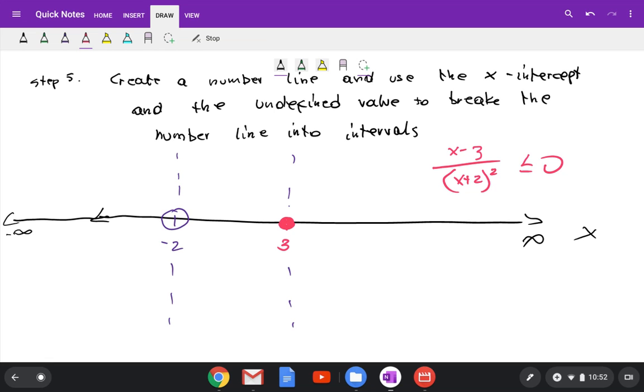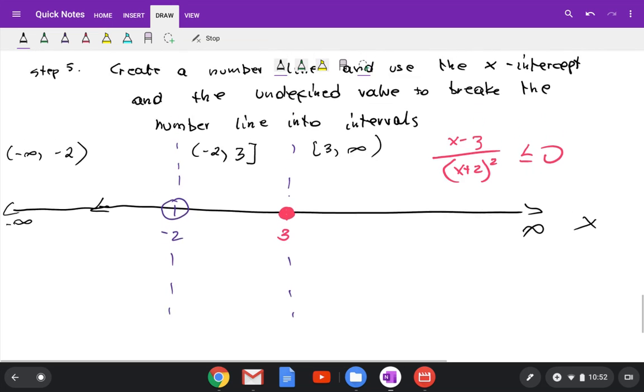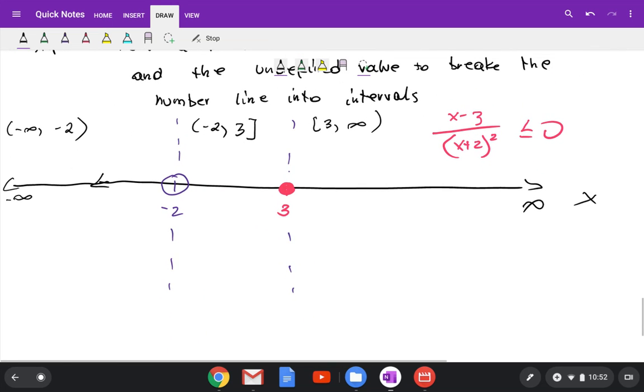Okay, so again, those are the possibilities. The solution can be interval from negative infinity to negative 2, or interval from negative 2 to 3, since we're including 3, so you have bracket, or from 3 to positive infinity. So to be able to know which interval or which intervals are the solution, we need to do the test. So that will be your last step. Step 5. Do the test.